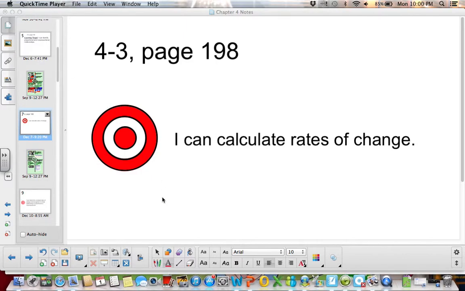Hi, 7th graders. We are doing lesson 4.3, which starts on page 198 in your textbook, which is calculating rates of change.